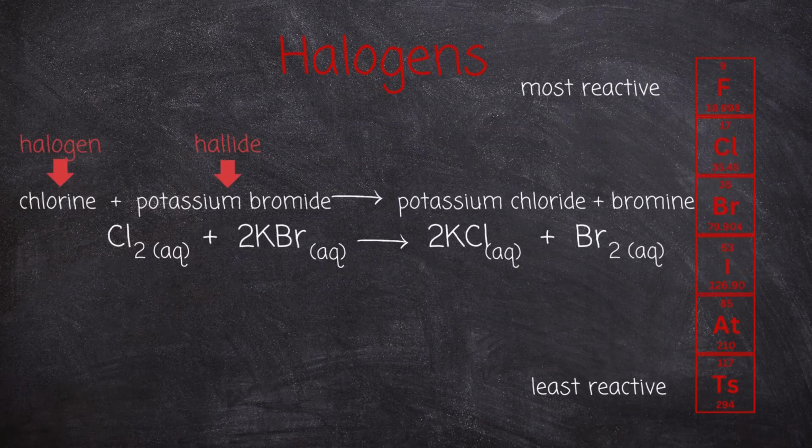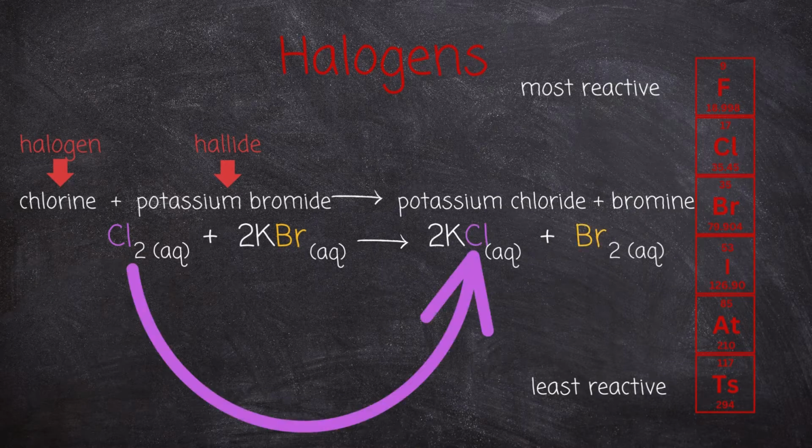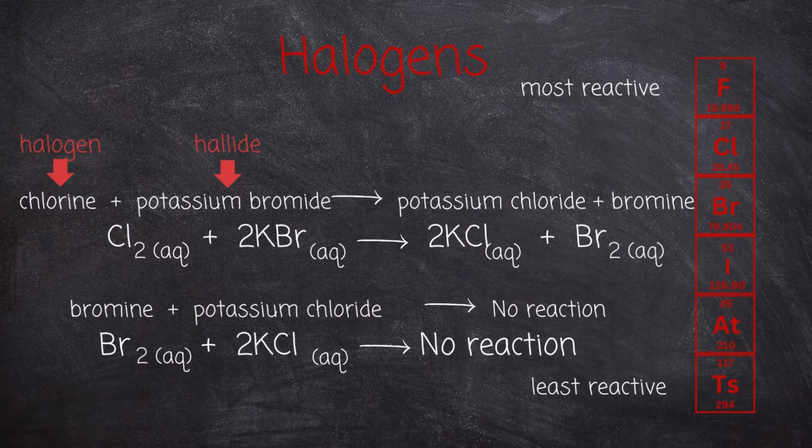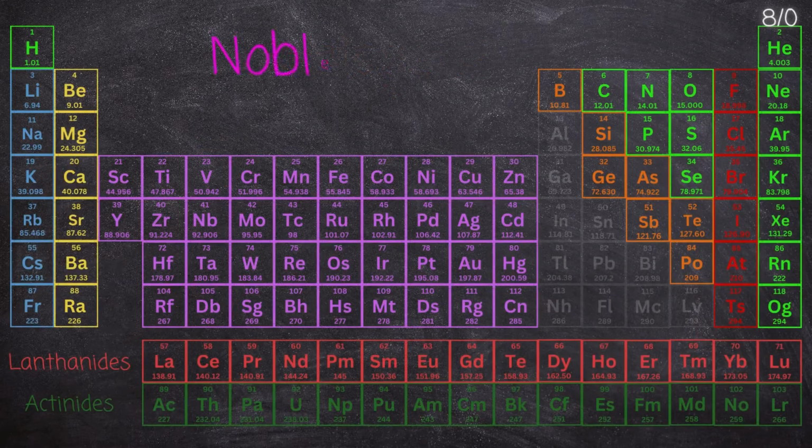For example, for the reaction between chlorine and potassium bromide, chlorine is more reactive than bromine from the potassium bromide and takes its place. Yet, bromine would not displace chlorine in a similar reaction, as bromine is less reactive than chlorine.